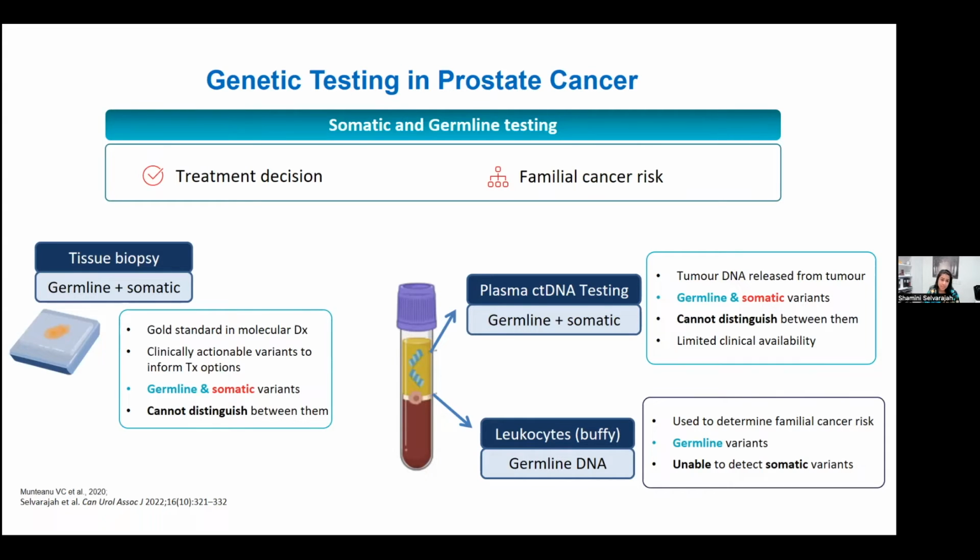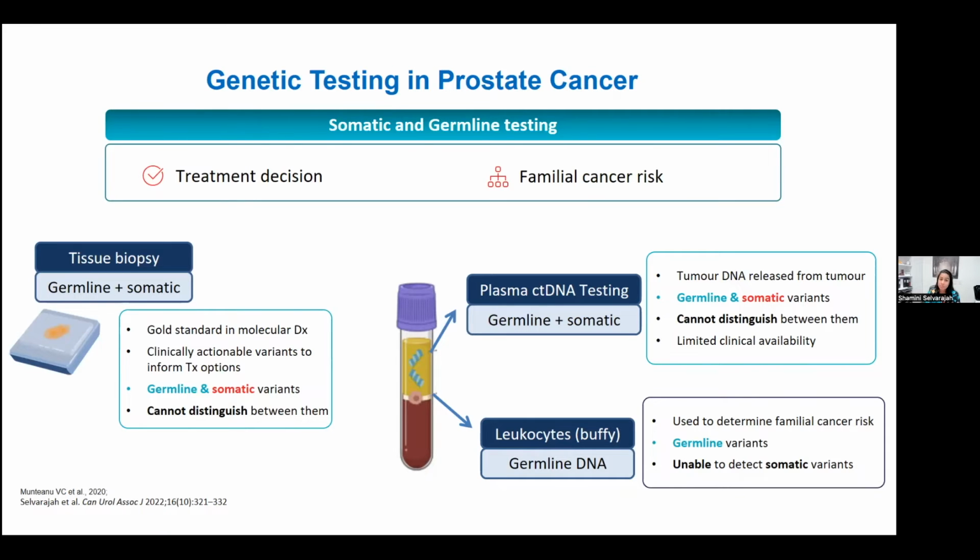There is another type of somatic testing that is called liquid biopsy. Some of you may have heard about it, it's also called plasma ctDNA testing. And in here, you're looking at fragments of DNA that were originally from the tumor that are floating in the plasma. And when you sequence that, you could be sequencing either the germline or somatic variants. Like the tissue testing, it cannot distinguish one from the other. So you have to actually follow that up with germline testing.